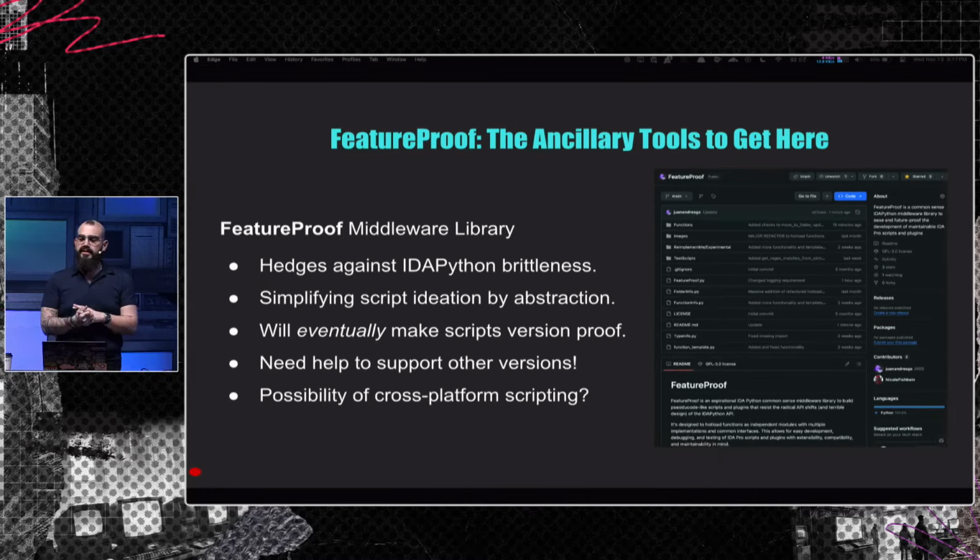So we created this thing called feature proof, which is a middleware library. The idea is we abstract, I got the idea from how the Equation Group people do their malware. You abstract functionality away from the specific implementations of IDA Python, because then you don't have to worry about whether it's version 6.8 or version 8.4 or version 9. And we just give you this sort of abstracted notion of what you want to do.